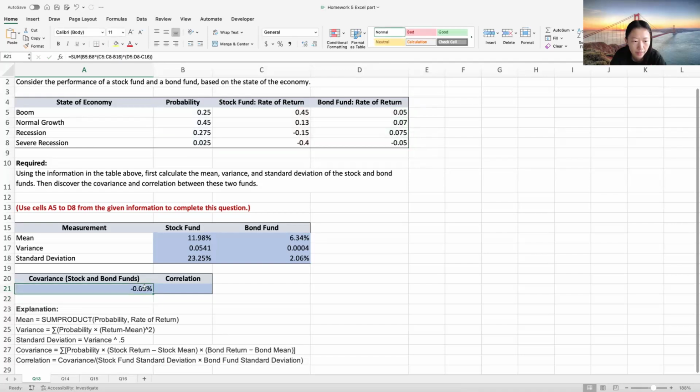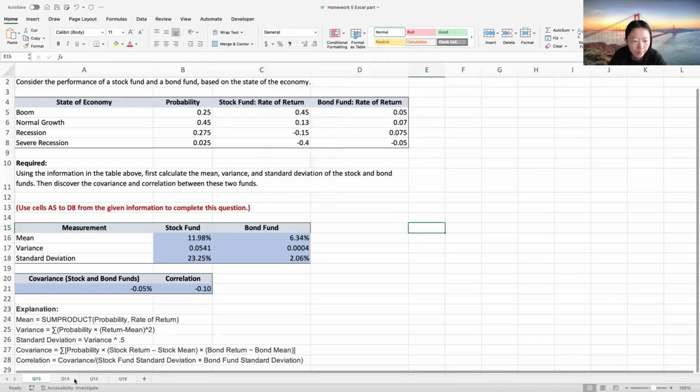Enter. And then the correlation equals covariance divided by standard deviation of stock. I need a bracket here. Times standard deviation of bond. Close the bracket. Correlation doesn't need to be measured in percentage. Good. So negatively correlated stock and bond. So that will be the first question.